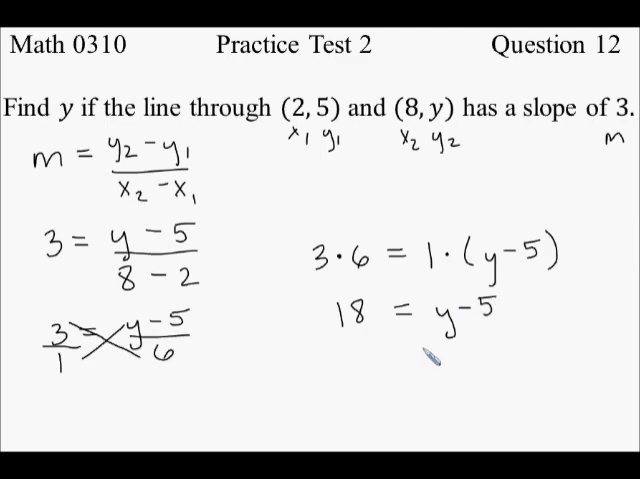And now the last step to solve is to get rid of the minus 5 by adding 5 to both sides. And 18 plus 5 on the left, we get 23, equals y on the right side. So y is 23, and that is answer choice E.